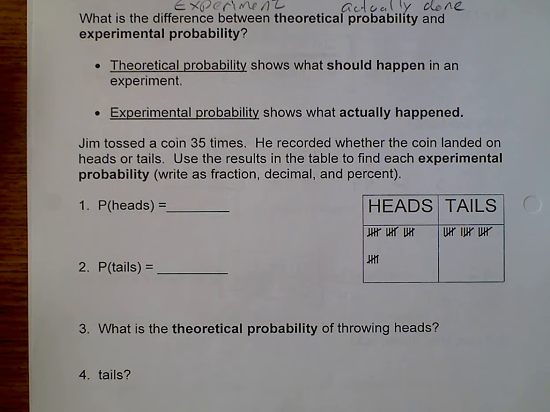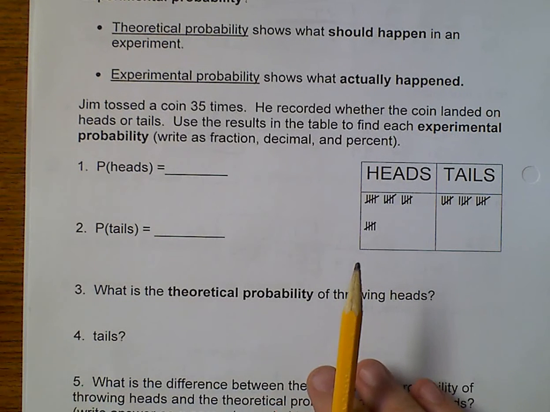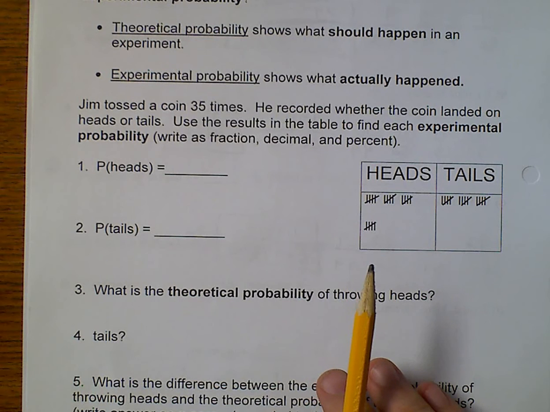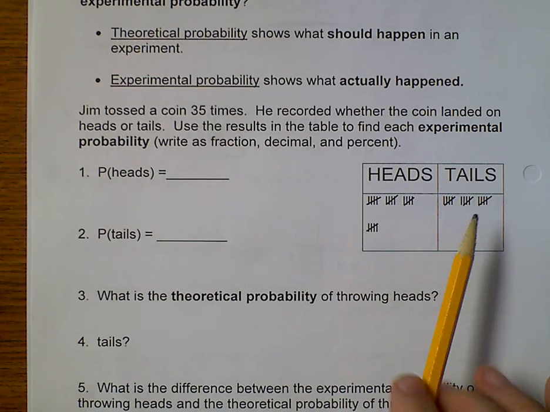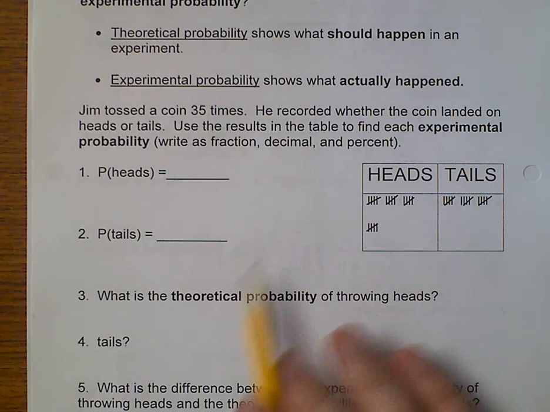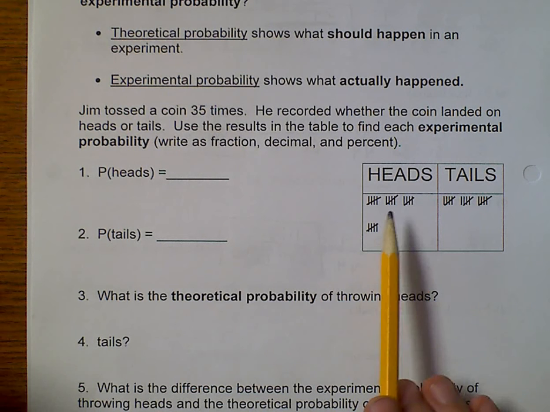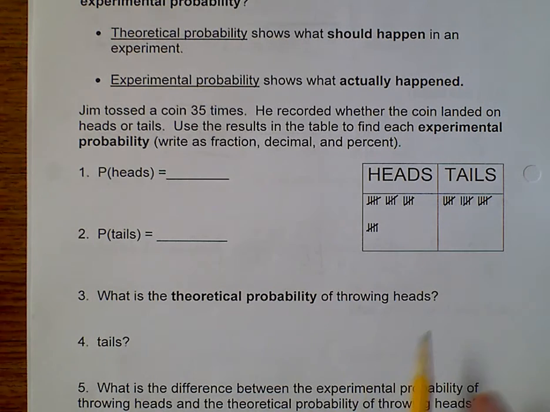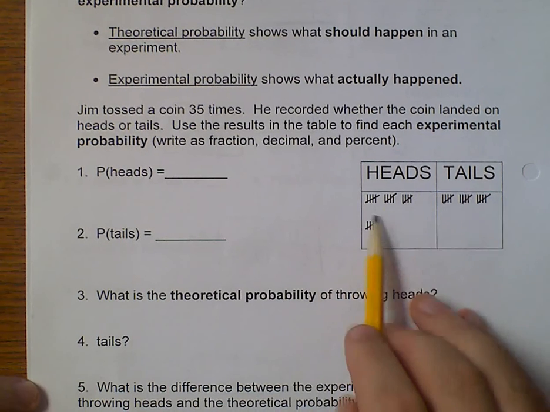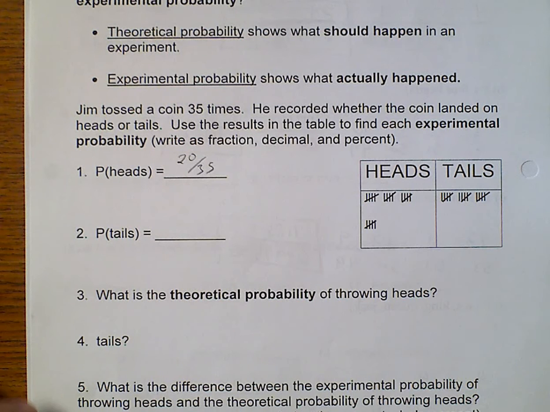Jim tosses a coin 35 times and records whether the coin lands on heads or tails. And here we have it. We want to find the experimental probability. We would say that it's 1/2 if we were talking theoretical, but obviously he got more heads than tails. So let's count them up. 5, 10, 15, 20 out of 35 is how many times he actually got heads.